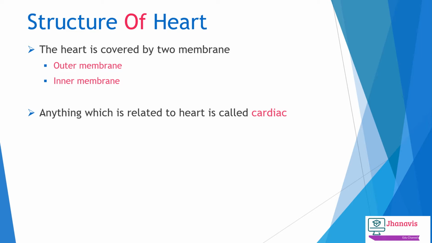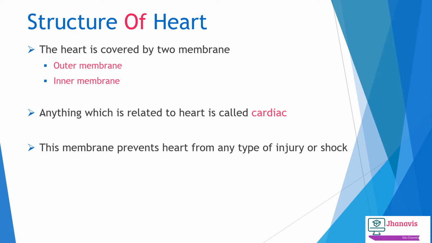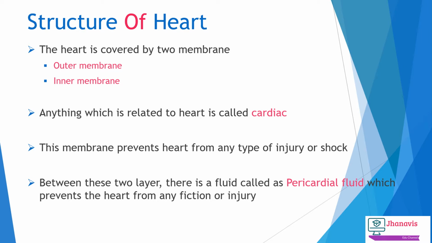So the heart is made up of two membranes or two layers, which we generally call the outer layer and the inner layer, but in biological terms, we call them the outer membrane and the inner membrane. These two membranes mainly help protect the heart from any type of injury or shock. That means anything which is going wrong with the heart is controlled a little bit by these two membranes. And between these two membranes there is a fluid which we call the pericardial fluid.